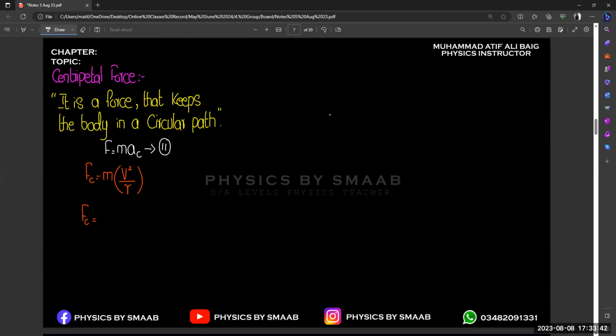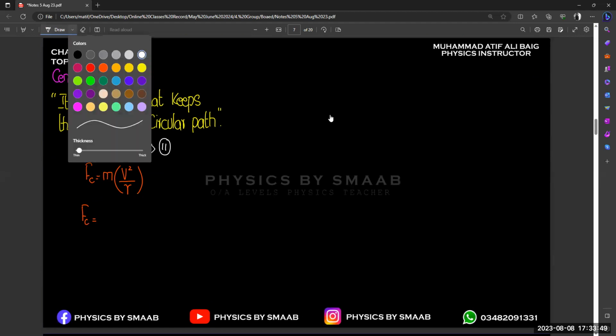So we actually just substitute the value of equation 1 into equation number 2. So our final formula will be equal to mv squared over r.